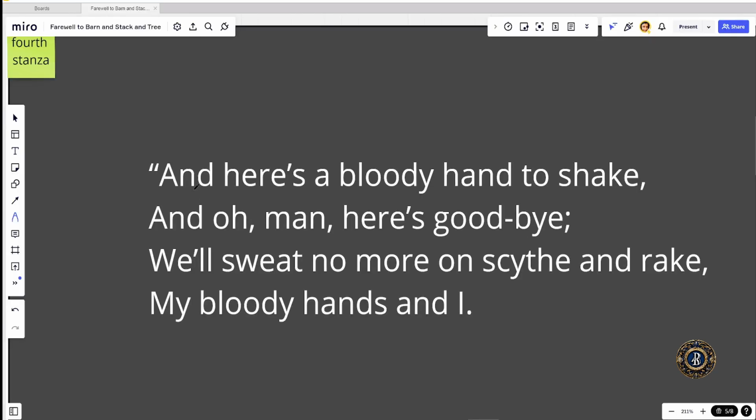In the fourth stanza, the speaker once again says goodbye to his friend, simply extending his bloody hand. Now, bloody hand, remember the speaker committed the murder and his hands are still covered with blood. And also, bloody hand suggests guilty consciousness or guilty feeling of the speaker. Because he committed the crime, bloody hand to shake suggests frustration.